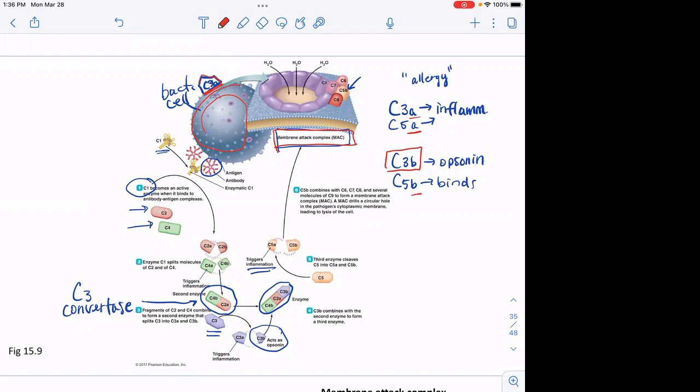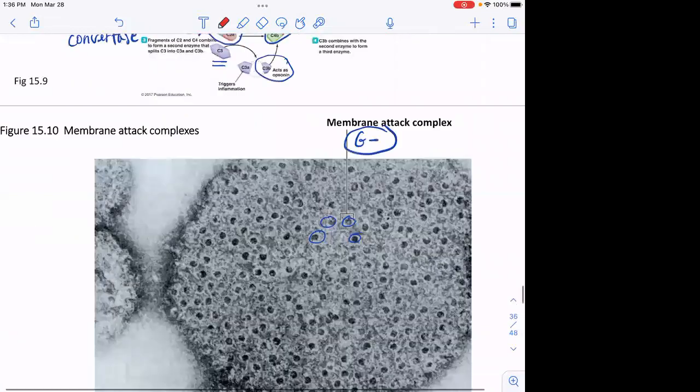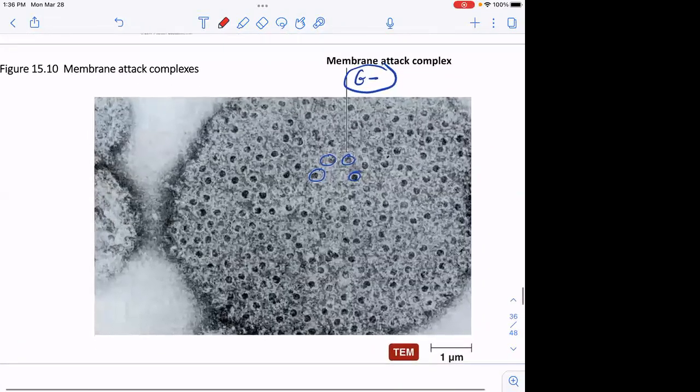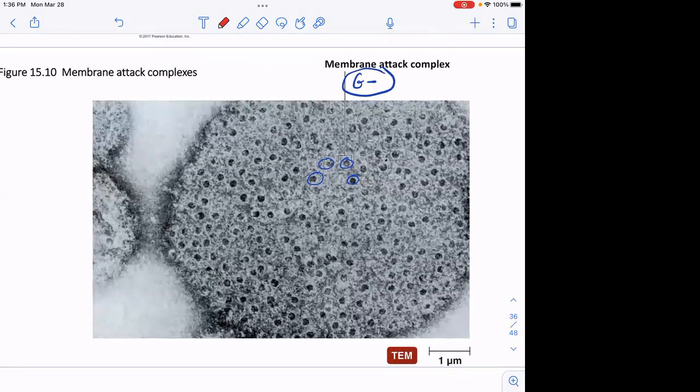The C5B binds back up here along with C6, C7, C8, and lots of C9s to make that membrane attack complex. And it takes lots of these membrane attack complexes to bring about the death of a cell. When I finished last time, I said this is more likely to impact gram-negative bacteria.